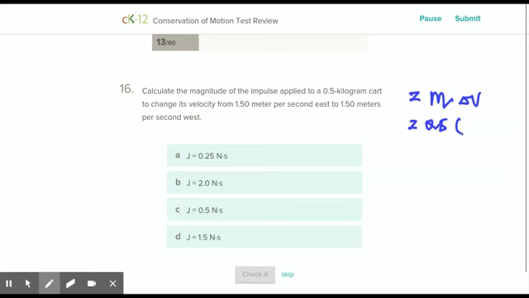The mass is 0.5. Our delta v is 1.5 minus negative 1.5, because if you count due east, it's positive, and then due west should be negative, right? Change in velocity is final velocity subtract initial velocity. So it will be 0.5 times 3. That will be 1.5. So the answer is D.